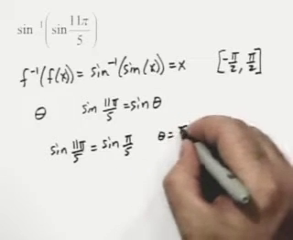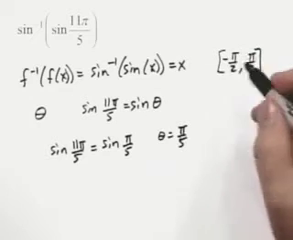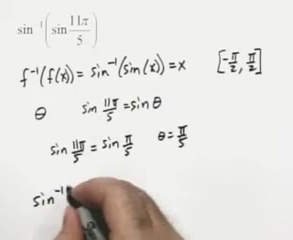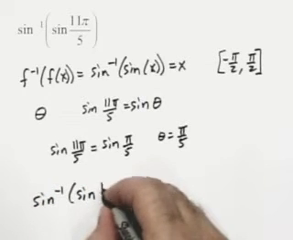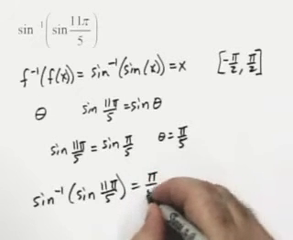Therefore, using theta equals pi over 5, which is in the required interval, we can apply our equation and say that the sine inverse of the sine of 11 pi over 5 is equal to pi over 5.